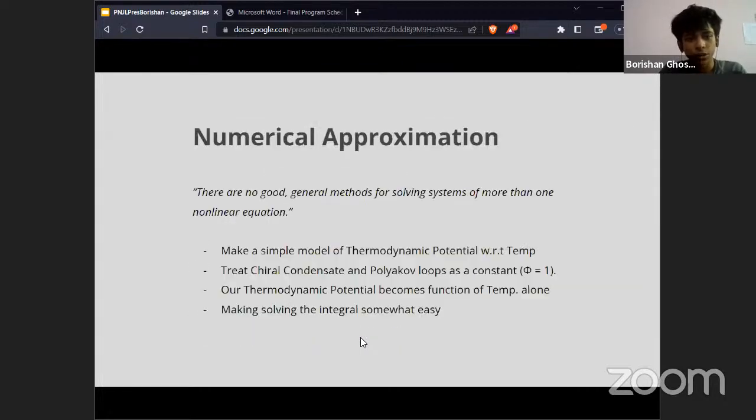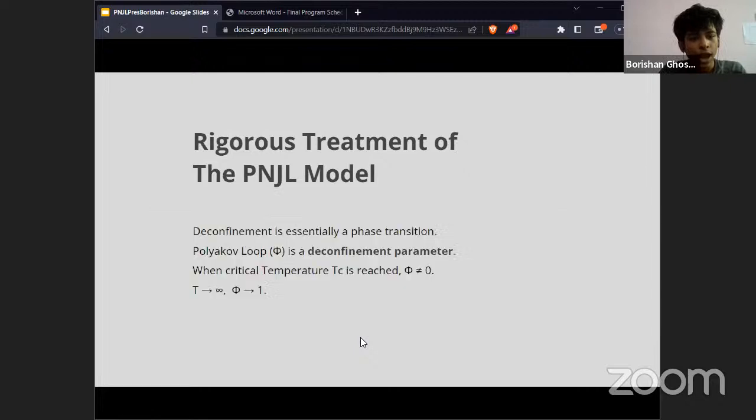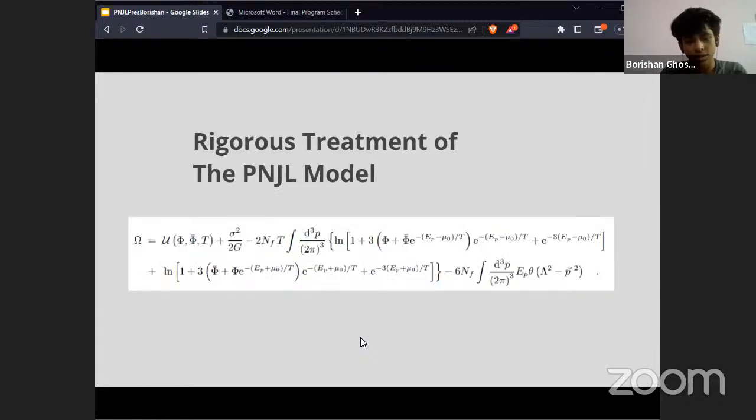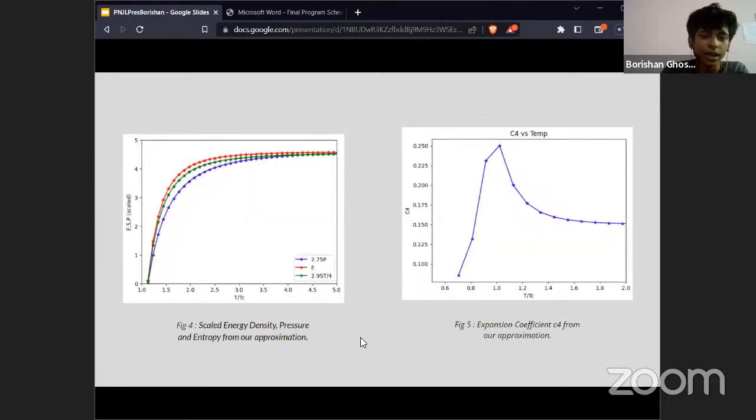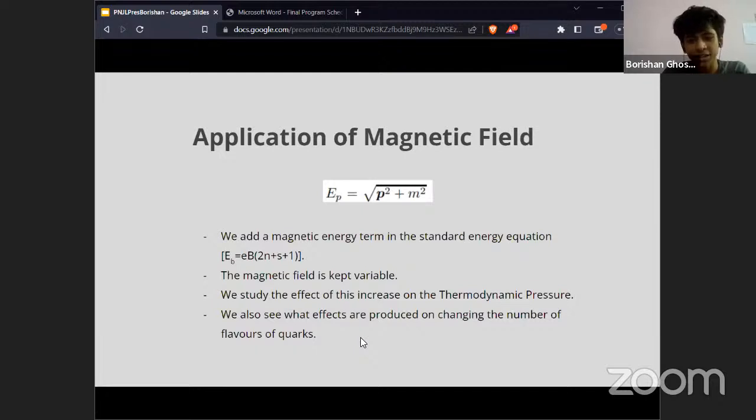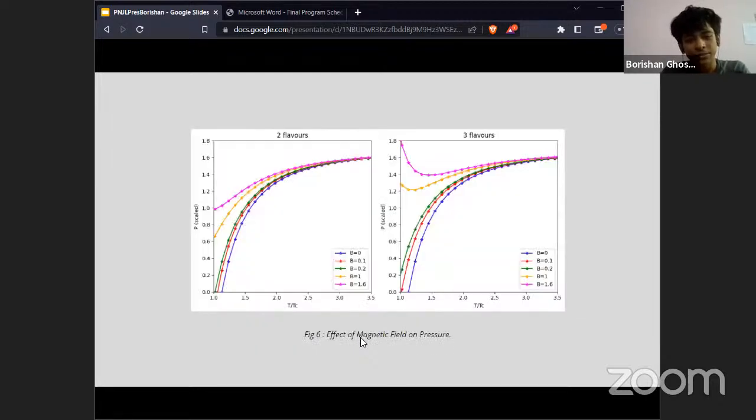So let us wrap up again. We had this huge equation. I don't even remember most of it, but as soon as we set the Polyakov loop and treat the chiral condensate as a constant, it reduces to an integral, and then we solve it using the standard methods, and we end up with an approximation. And then once we introduce the magnetic field energy into the standard energy equation, we end up with this graph.